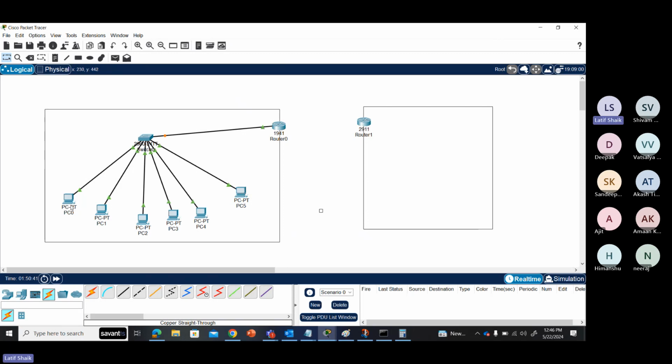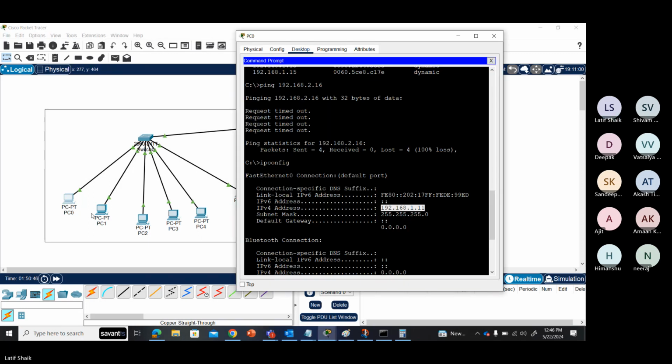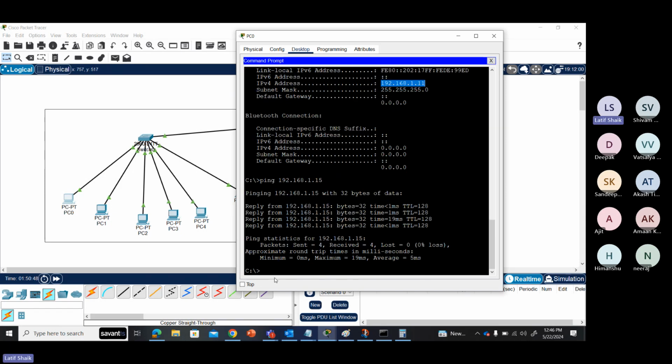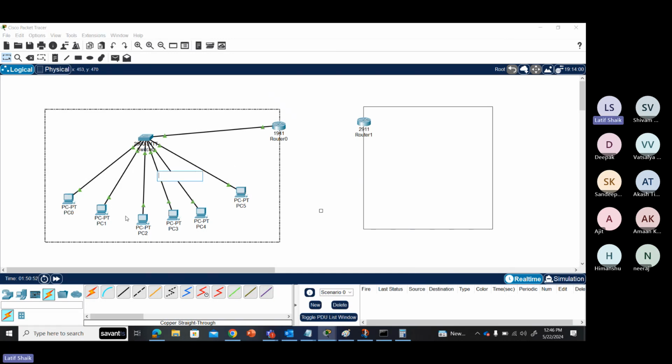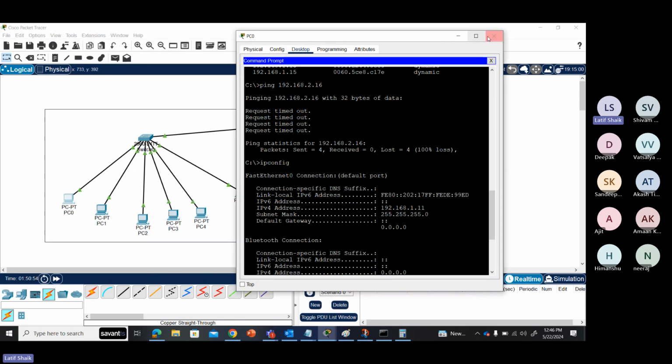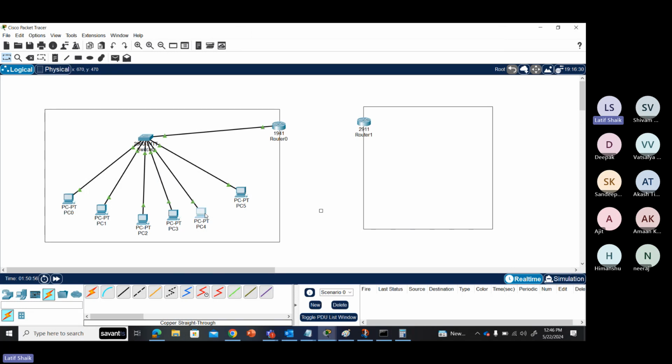So when I'm trying to communicate from one PC to another PC, the packet travels from here to here. The packet is sent to this switch and sent to this one. But when I'm trying to communicate from here to another network, the packet is never sent directly. It goes to the default gateway.